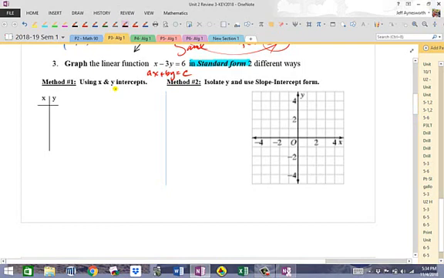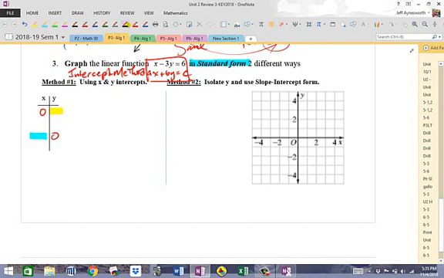The first method is called the intercept method. Why do you say intercept method? Well, I said finding the x and y intercepts, right? So it's called the intercept method. And to do that, it's a method of zeros. So you substitute 0 for x and solve for y. That's called the y-intercept. And then you substitute 0 in for y, and you find the x-intercept. It's that simple. All right, so let's do that.